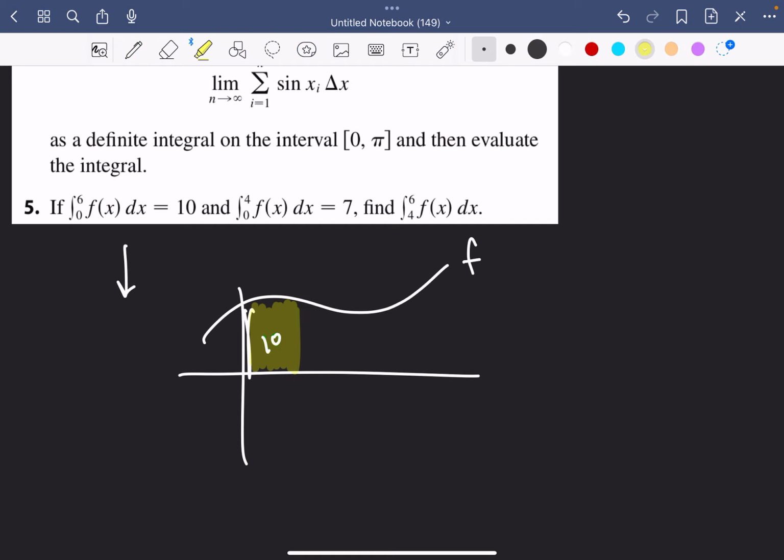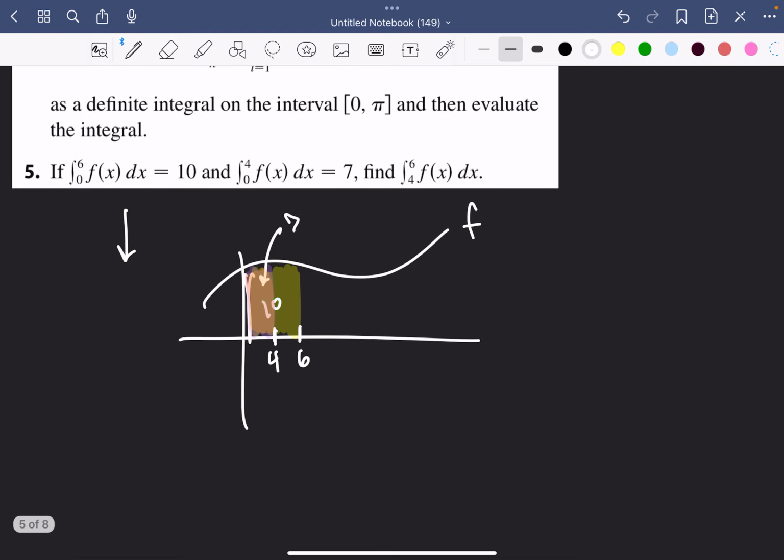And then I take the area from 0 to 4, and that pink shaded area is just 7. So first I did all the yellow area from 0 to 6, and that was 10. But then the smaller shaded area in here was just from 0 to 4, and it was 7.